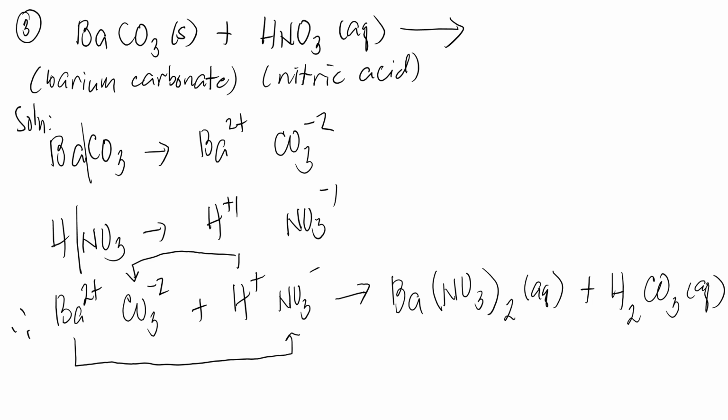Okay, now going back to our problem, now that we have the ionic components of the compound, we proceed with the pairing. So Ba 2 plus will pair with nitrate and hydrogen plus will pair with the carbonate. After performing the crisscross technique, we now have the following products: barium nitrate and carbonic acid.